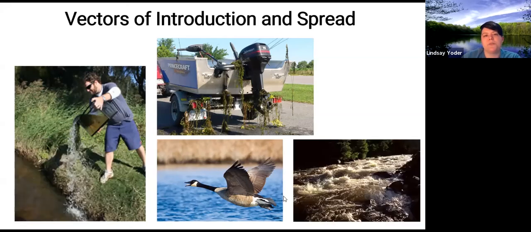And then, of course, natural dispersal methods, things like currents and wind. Once a species is introduced, especially if it's released into a river like the Hudson River system, then it's able to travel over currents and spread that way.